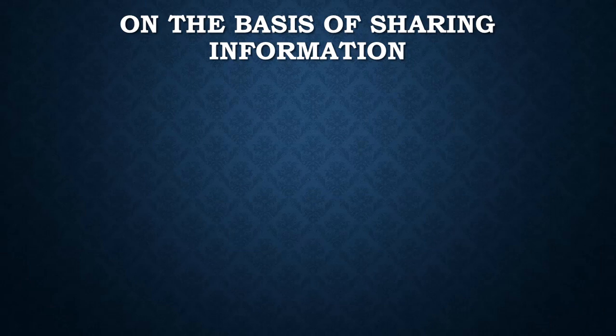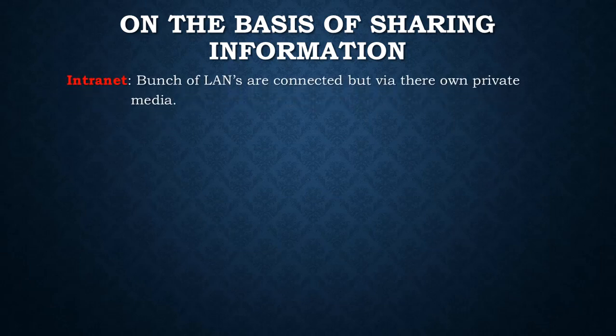Now our next topic is on the basis of sharing information. There are three types: intranet, extranet and internet. So let's understand what is an intranet. Intranet is just a bunch of LANs, right? There are two or three LANs of an organization, different offices in different locations of a city, right? And they want to communicate with each other. They want to share information with each other, but they don't want it to get transmitted to the public, right?